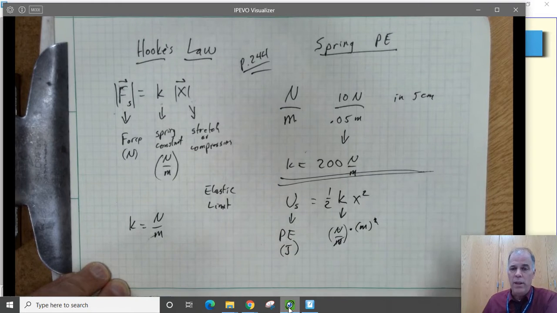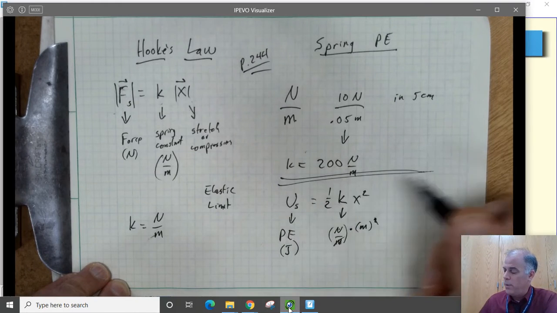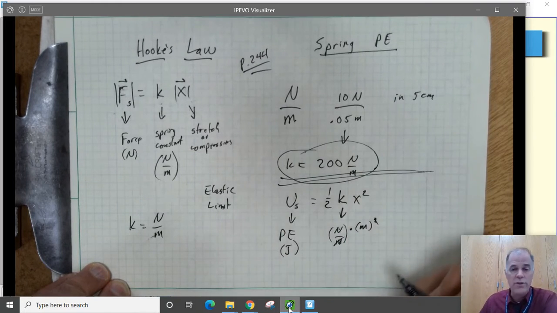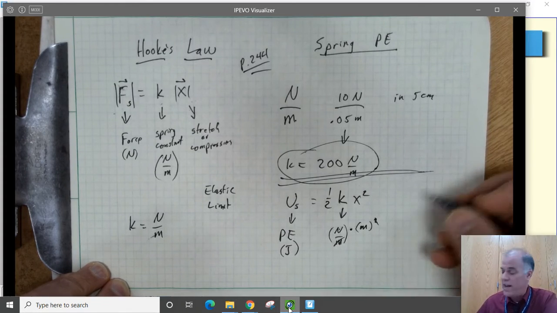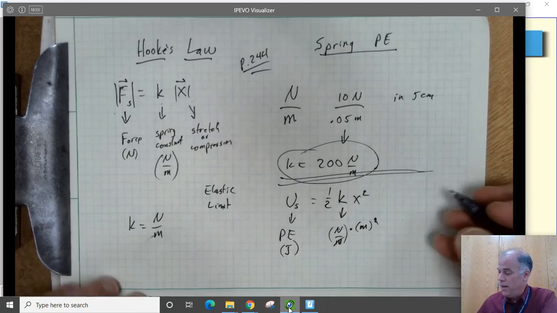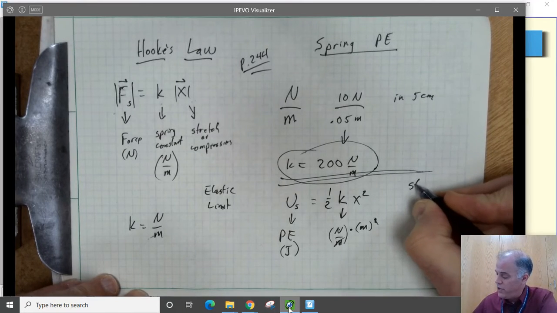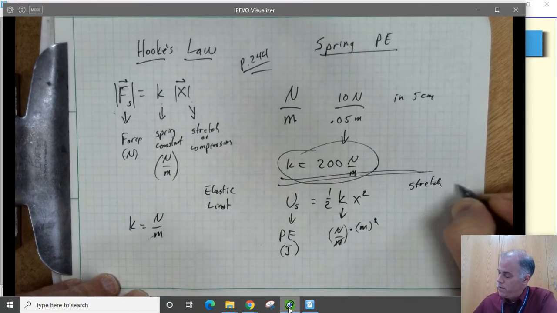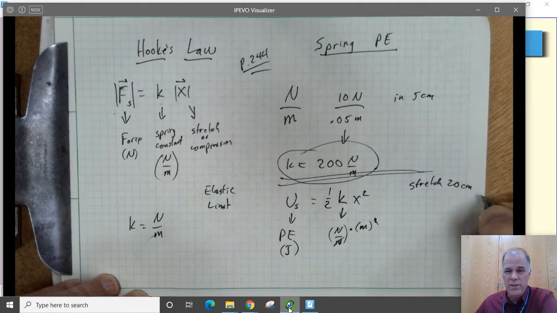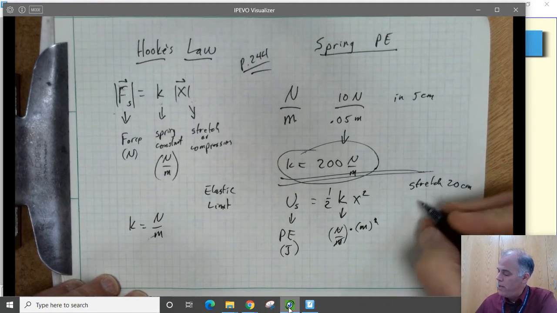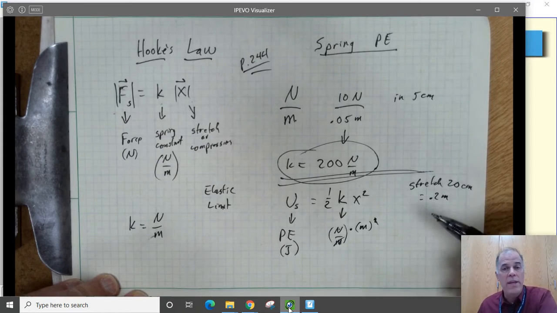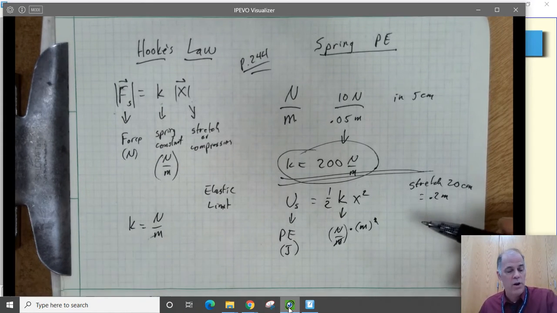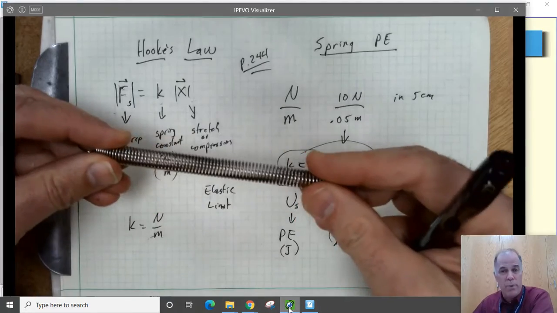So for example, if we have our spring that we were just looking at with a spring constant of 200 newtons per meter, suppose we do stretch it, say, 20 centimeters, which is equal to 0.2 meters. How many joules of potential energy are stored in the spring?